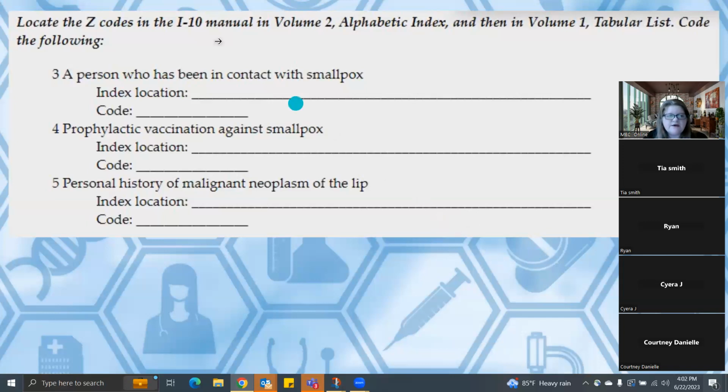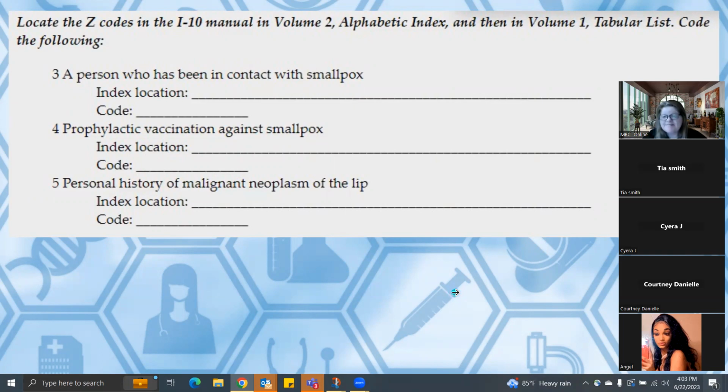Okay, let's take a look at these real quick, guys. The direction said to locate the Z codes in the ICD-10 manual, in volume 2 alphabetic index, and then in volume 1 tabular list. Code the following: a person who has been in contact with smallpox. What do y'all think we're going to look up there? What's our keyword that we're going to start with? Smallpox. Contact.